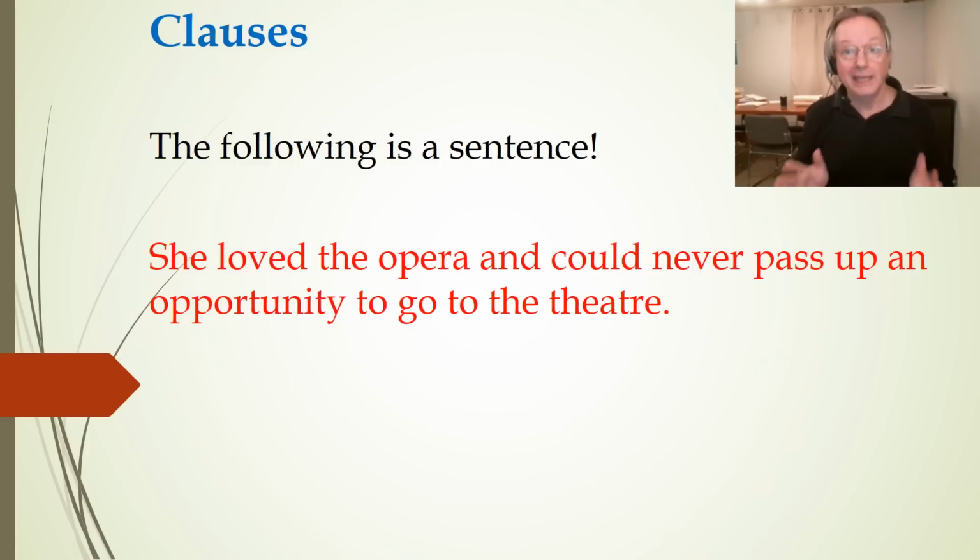The following is a sentence. She loved the opera and could never pass up an opportunity to go to the theater. Well, wait a minute. Didn't I just tell you that this wasn't a sentence in the last screen? Well, I did, except we had the word although. That word turns this into a dependent clause. If we remove the word although, this is now a complete sentence.